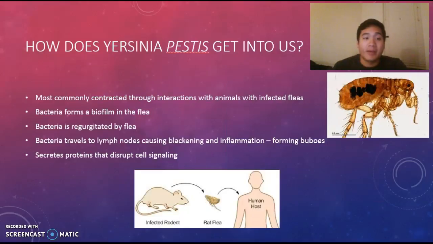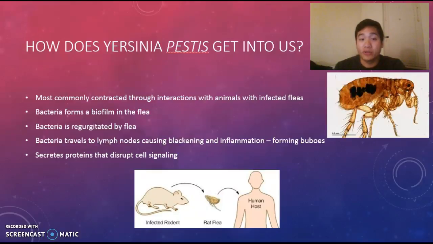Okay. How does Yersinia pestis get into us? So before talking about how the bacteria gets into humans or animals, we need to talk about how the bacteria reside in the fleas. Once the bacteria is in the flea, it forms a biofilm that creates blockage in the gut of the flea. So in order for the flea to feed, it regurgitates the bacteria. It takes in the blood from the host, and by that point, the bacteria is in the host.